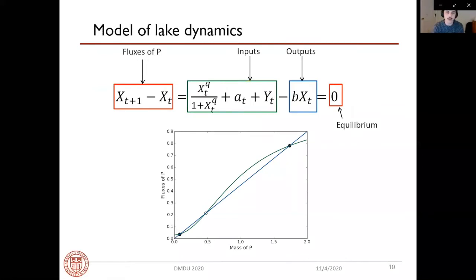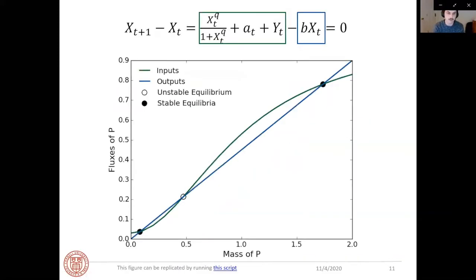So we can take a look at the fluxes of phosphorus versus the amount of mass of phosphorus in the lake. If you look at this equation, you'll see that x_t is in here 3 different times. And we can look at the fluxes of phosphorus and divide them into phosphorus entering the lake and phosphorus leaving the lake. Here we're showing phosphorus entering the lake in green and phosphorus leaving the lake in blue. And you should note that whenever we see the blue line crossing the green line, we're at an equilibrium state where the flux of phosphorus is 0.